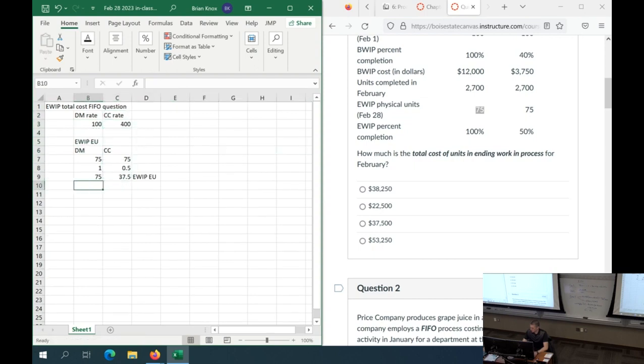Everything via column here. The DM rate times the DM ending WIP equivalent units gets us $7,500 of direct materials cost in ending WIP. And the conversion cost rate, conversion cost dollars per equivalent unit, way back up here, 400, times the 37.5 equivalent units that are in ending WIP with respect to conversion costs, gives us $15,000 of conversion cost in ending WIP. So we take the total of that, sum those together, we get the total cost of $22,500. I didn't see it at first. I was getting a little worried.